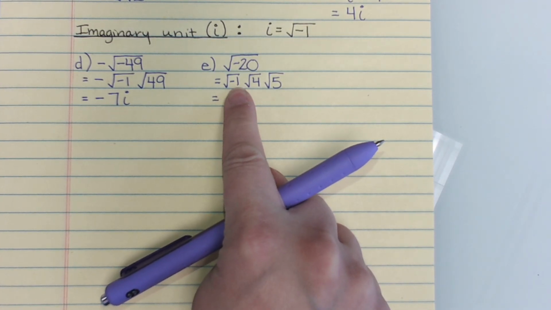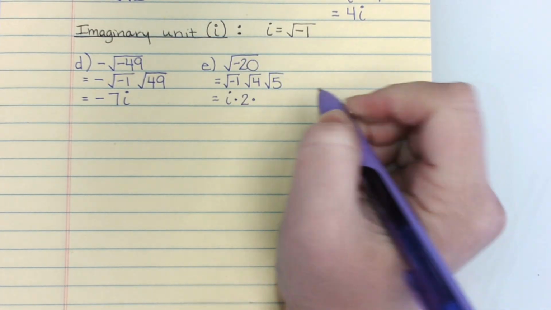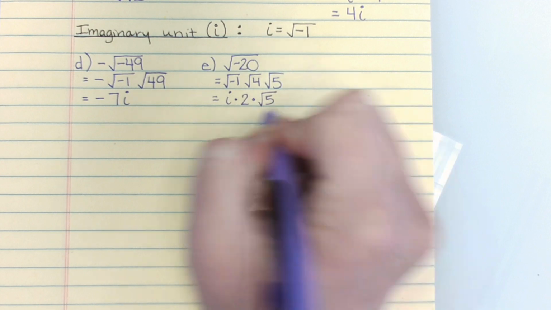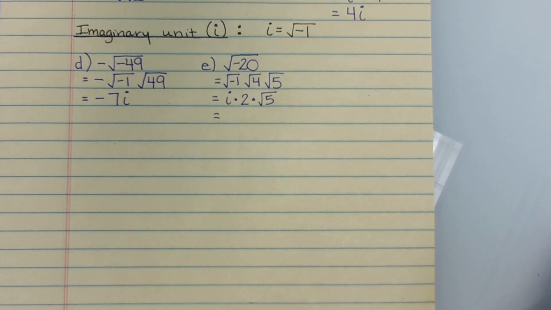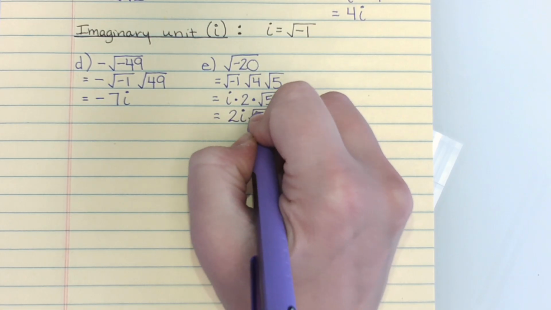Square root of negative 1 gives you what? i. Square root of 4 gives you 2. Square root of 5 gives you square root of 5. The proper order: 2i square root of 5.